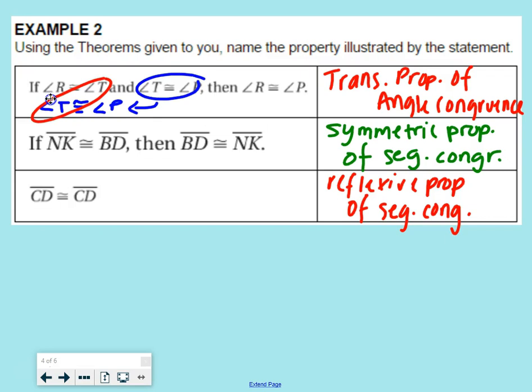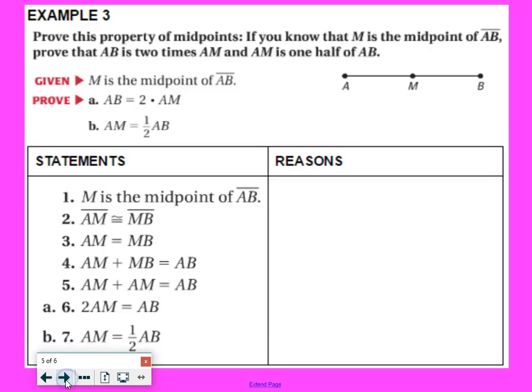Alright, if you flip your note sheet over, we go to example 3, which says prove this property of midpoints. If you know that M is the midpoint of segment AB, prove that AB is 2 times AM and AM is 1/2 of AB.